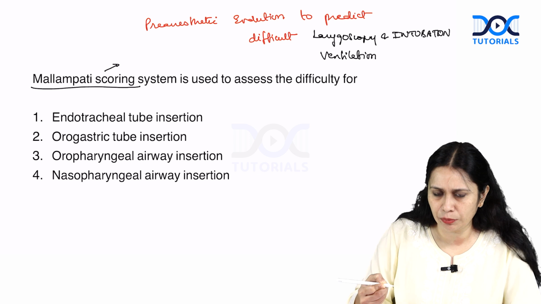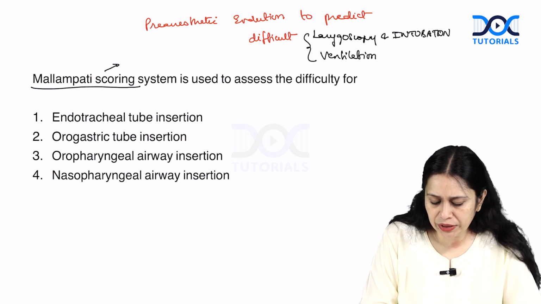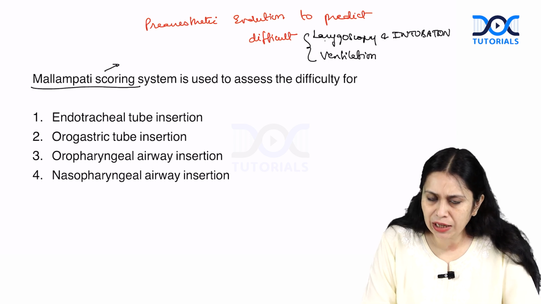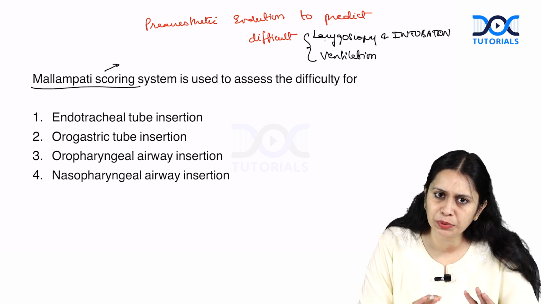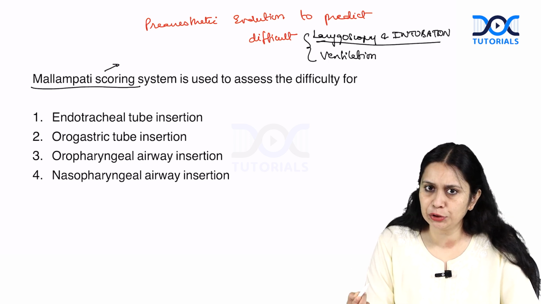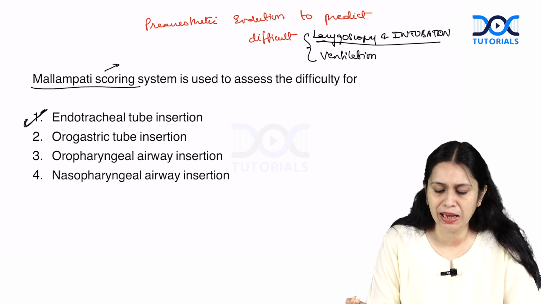This is second option. If both are given in the options, that to predict difficulty in laryngoscopy and intubation and ventilation both, then I would go for that as an answer because it predicts both. But if only one is given, I would choose laryngoscopy and intubation. So endotracheal tube insertion, right? This would be the answer.